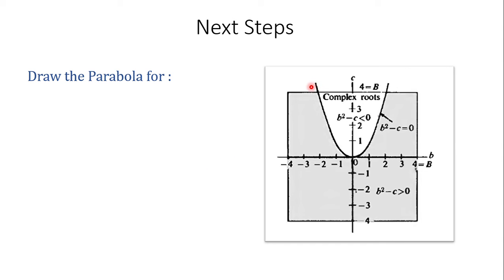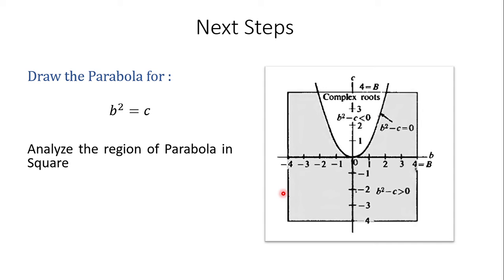We have drawn a parabola here for b square equal to c. The condition is that b square minus c should be equal to or greater than 0. So this is the parabola for b square equal to c, where every point on this line satisfies this condition. For each point on this line, b square is c, but inside the region bounded by this square, this unshaded white region is the interesting region where b square minus c is less than 0, and all the other shaded region is where b square minus c is greater than 0. So this is the brief analysis of the region of the parabola in the square.